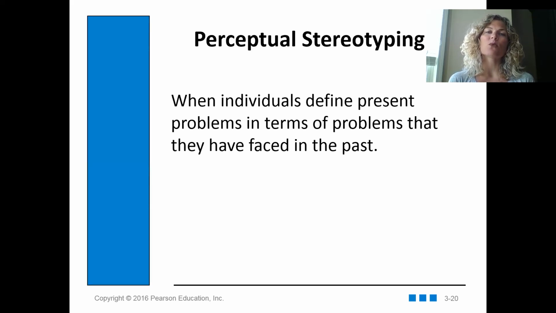So perceptual stereotyping sometimes gets created because we've been in a position for too long, and this is how we've always done it. And so it's hard to be creative when we're stuck in that past.